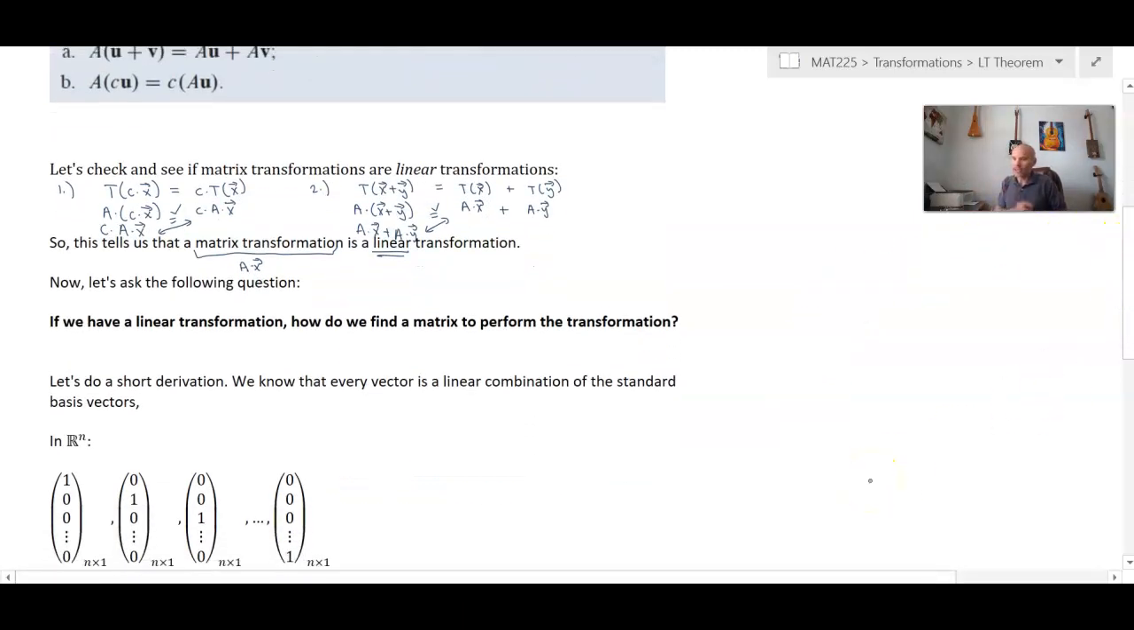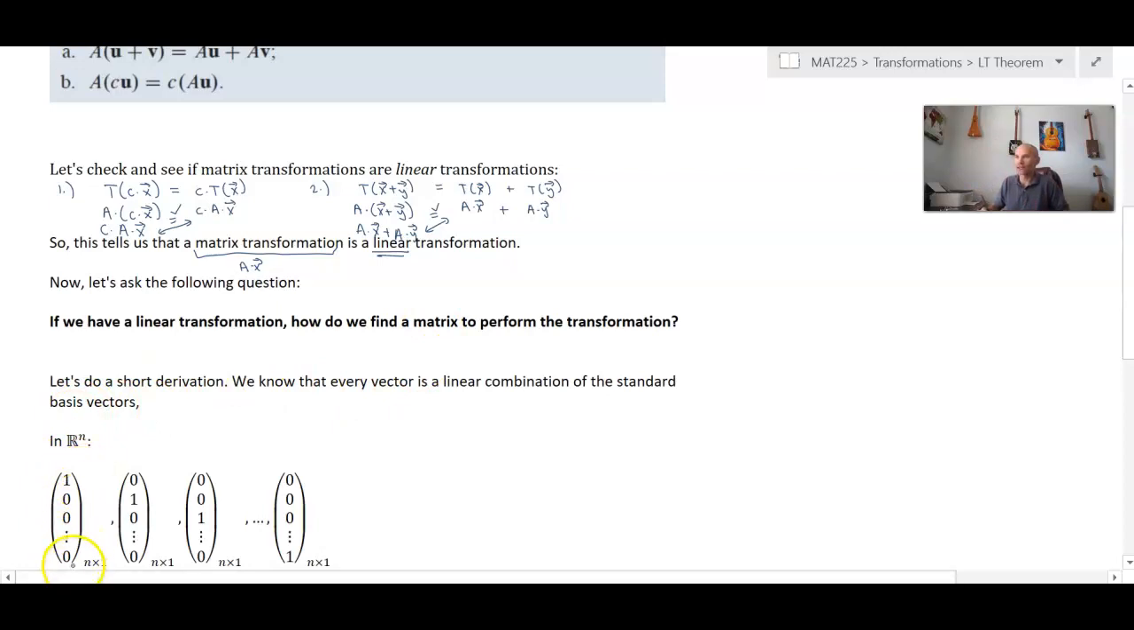We're going to do a quick derivation here just to show where this comes from. We know, first of all, from one of our previous videos, that every vector is a linear combination of the standard basis vectors. What are the standard basis vectors? As a recap, if we're in n dimensions, then it's the collection of vectors where every vector has a 1 in exactly one position and zeros for all of the other entries.